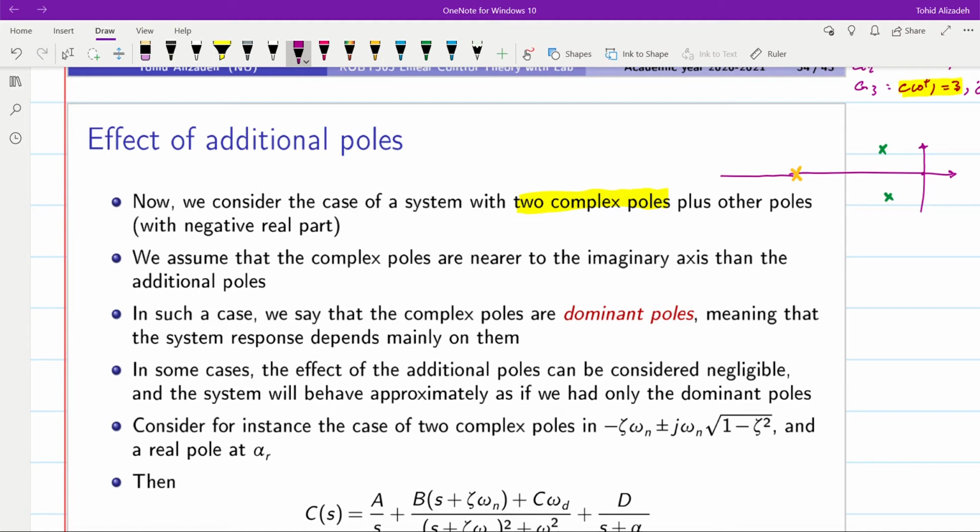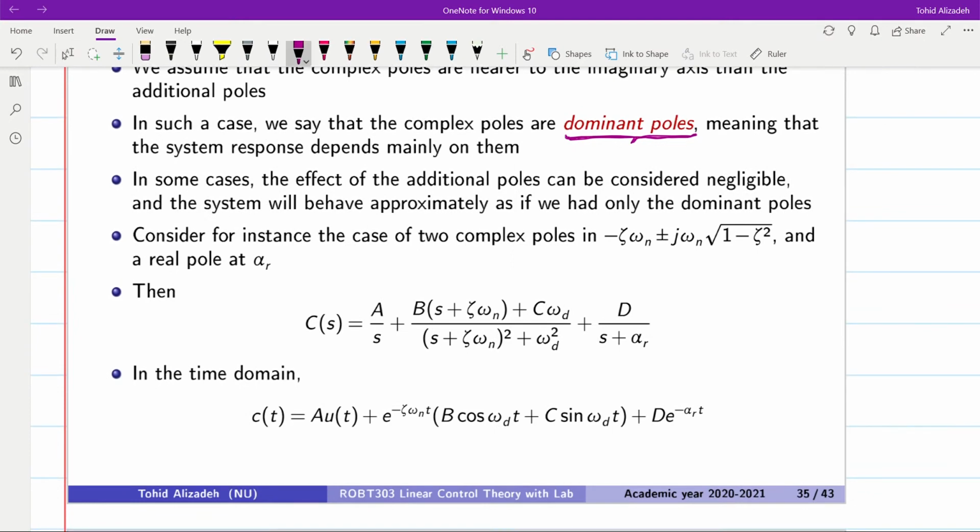However, when the pole is further from the origin, we will call the two complex poles that we have the dominant poles, as they will determine the step response of the system, yeah, with some effect from the additional pole.